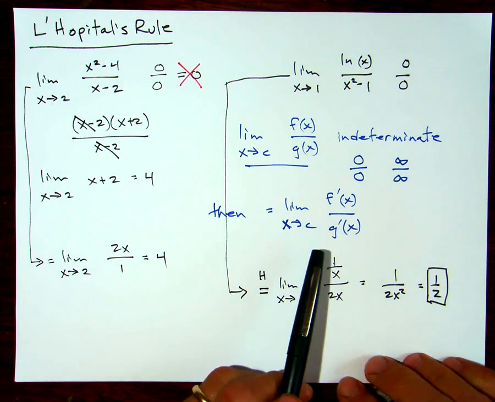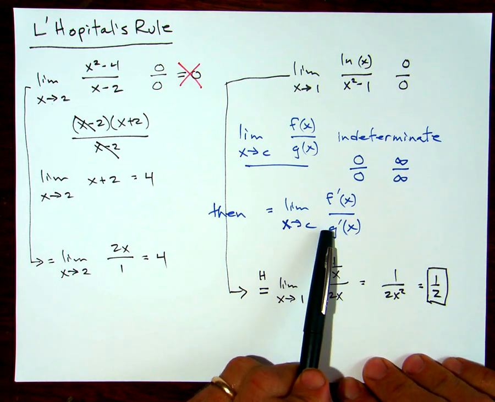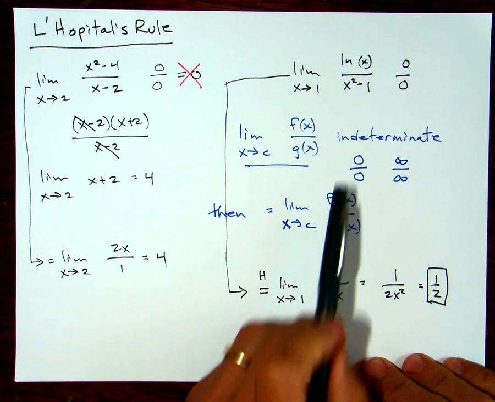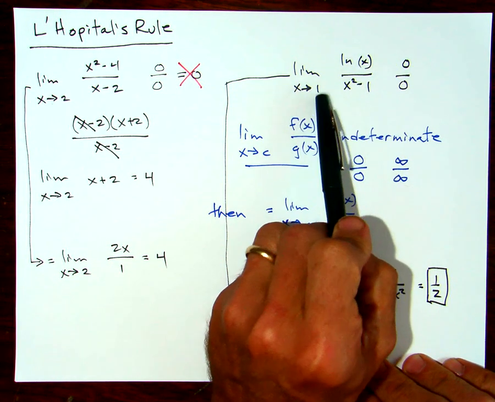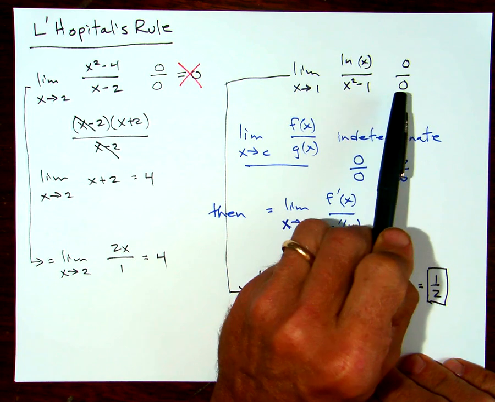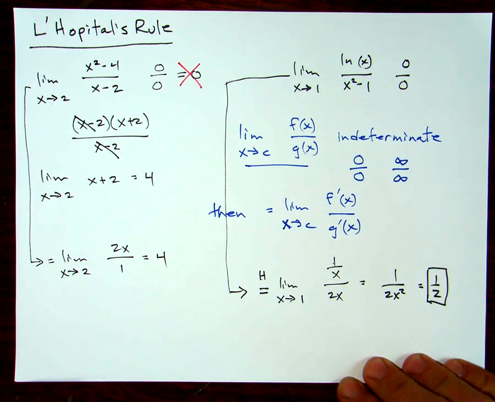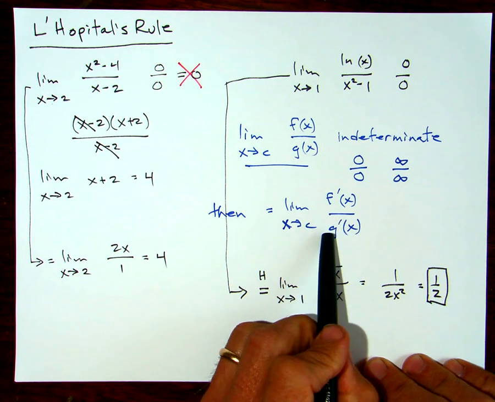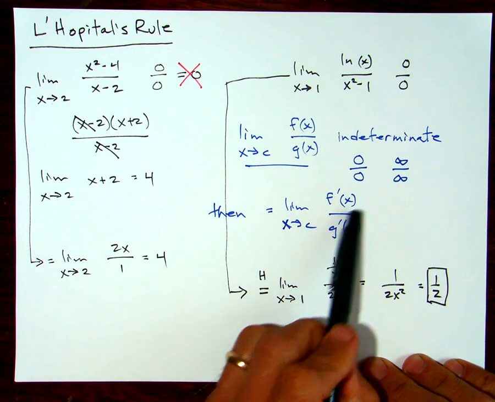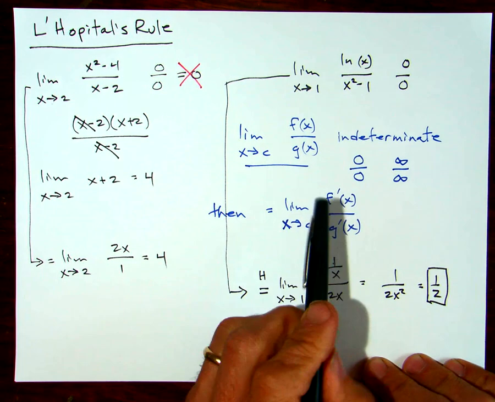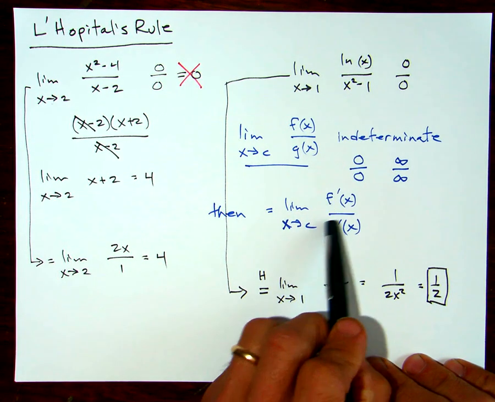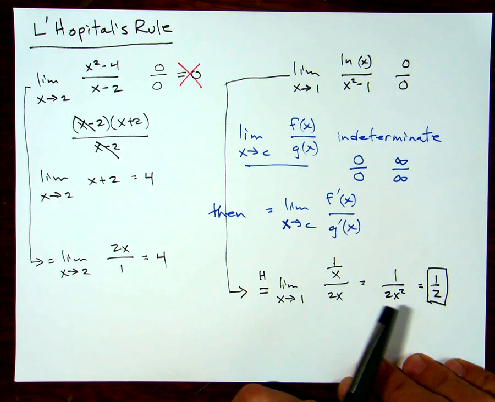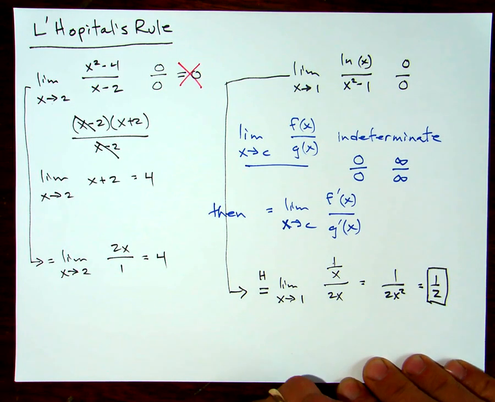And ultimately, it goes back to what we know about derivatives. Derivative is the rate of change. So while natural log goes to 0 as x approaches 1, and x squared minus 1 goes to 0 as x approaches 1, they don't necessarily go to 0 at the same rate. And this is where the derivative comes in. This tells us the rate at which natural log of x is changing at x equals 1, and the rate at which x squared minus 1 is changing at x equals 1. And so the ratio of those rates can give us the limit of the ratio of the two functions.